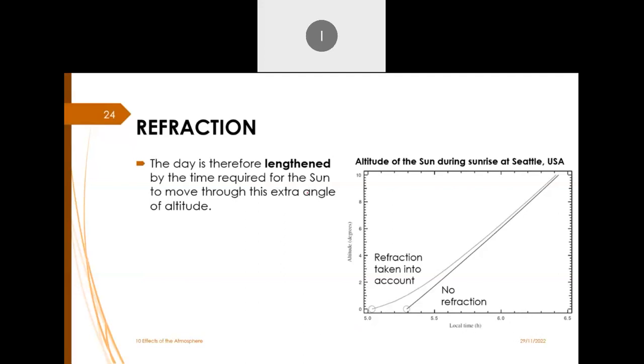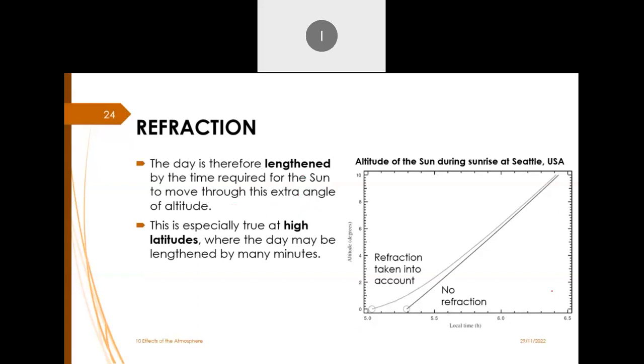So the day is therefore lengthened by the time required for the sun to move through this extra angle of altitude, especially at high latitudes, where the day may be lengthened by many minutes.